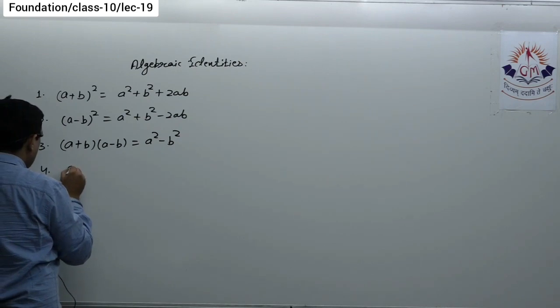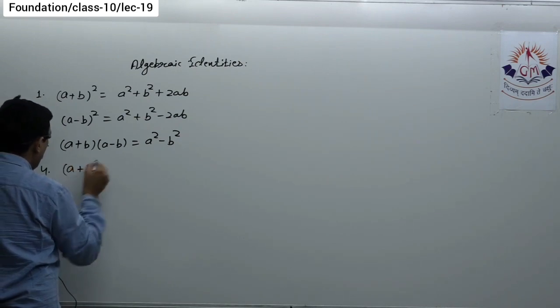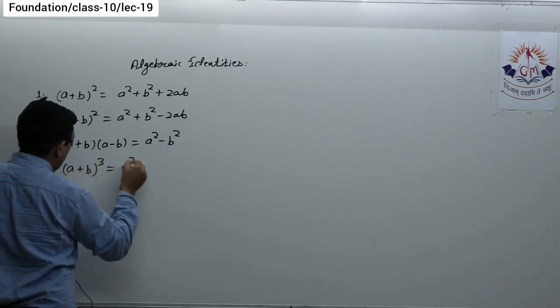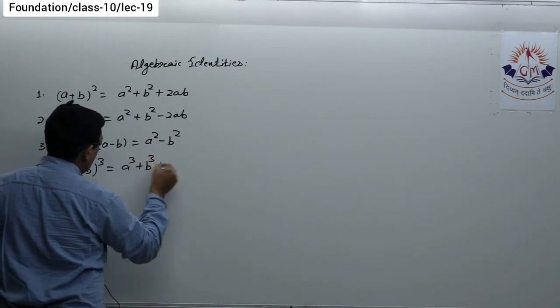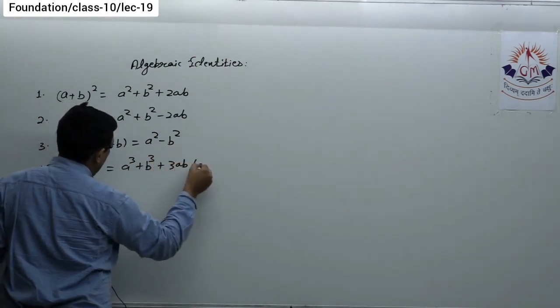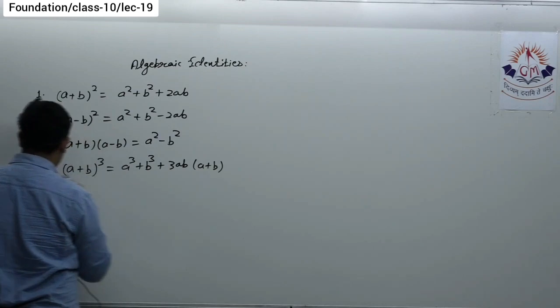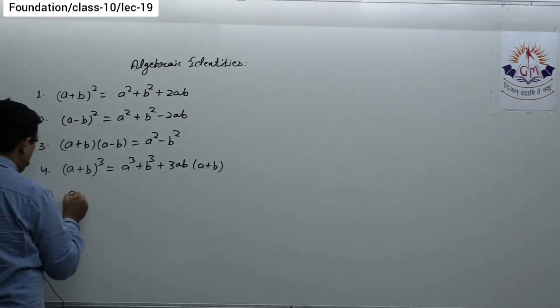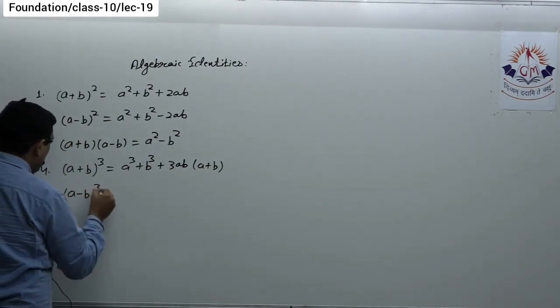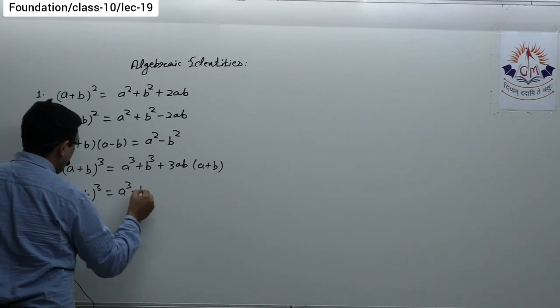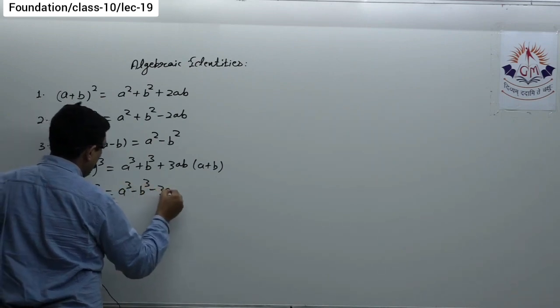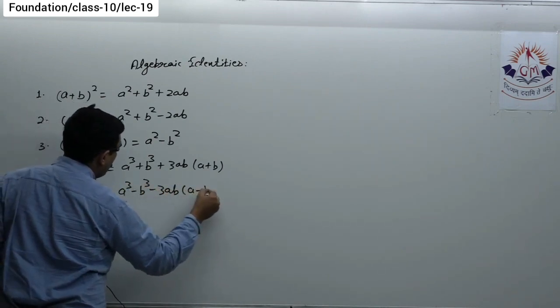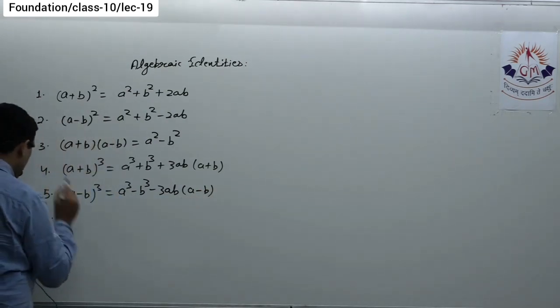Fourth one is (a plus b) whole cube, that is a cube plus b cube plus 3ab into (a plus b). Then fifth one is (a minus b) whole cube, that is a cube minus b cube minus 3ab into (a minus b).